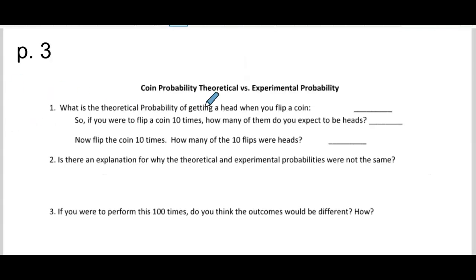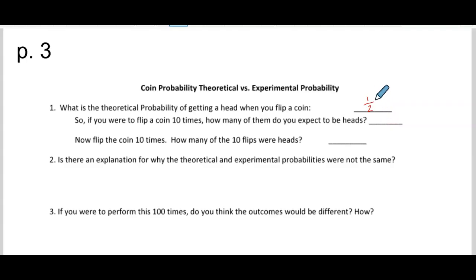We're looking at some coin probability here. If you flip a coin, as long as it's a fair coin, there's a 1 out of 2 probability that you will get a head, because there's 1 head on the coin out of 2 possible faces. So if you were to flip a coin 10 times, how many would you expect to be heads?